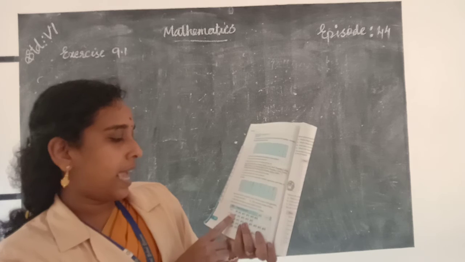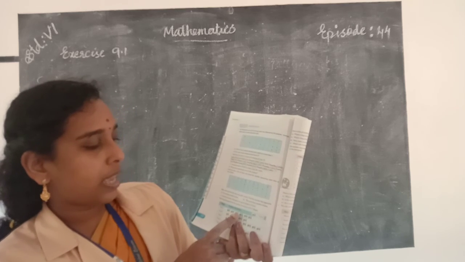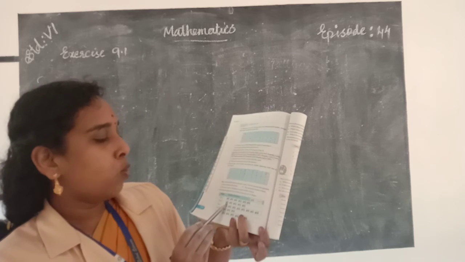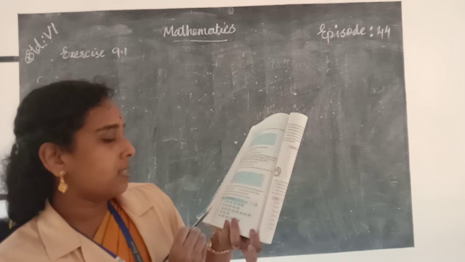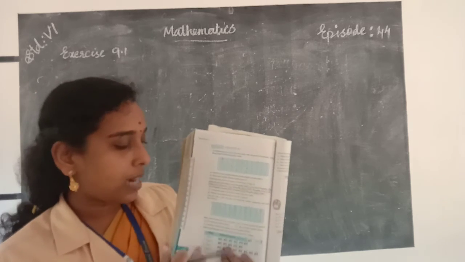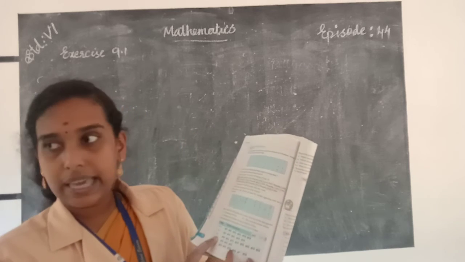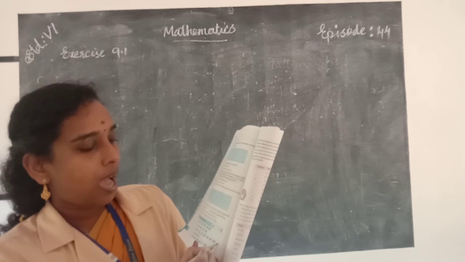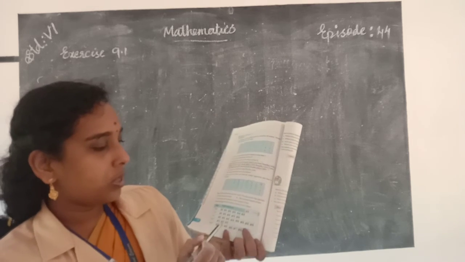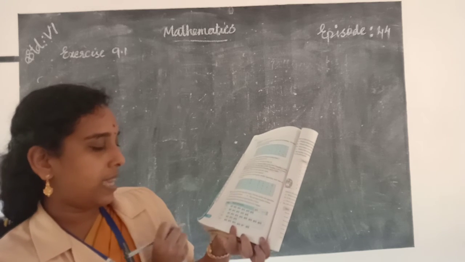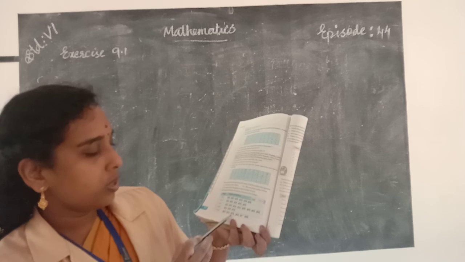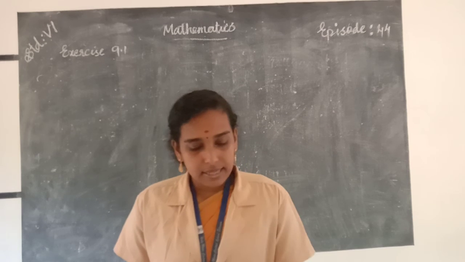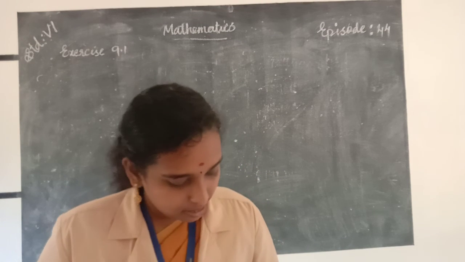In village A, the number of tractors is 1, 2, 3, 4, 5, 6. Here 6 tractors. In village B, 1, 2, 3, 4, 5. 5 tractors. And each figure stands for only one tractor. In village C, 1, 2, 3, 4, 5, 6, 7, 8. 8 tractors. In village D, 1, 2, 3. Only 3 tractors. And in village E, 1, 2, 3, 4, 5, 6. 6 tractors.